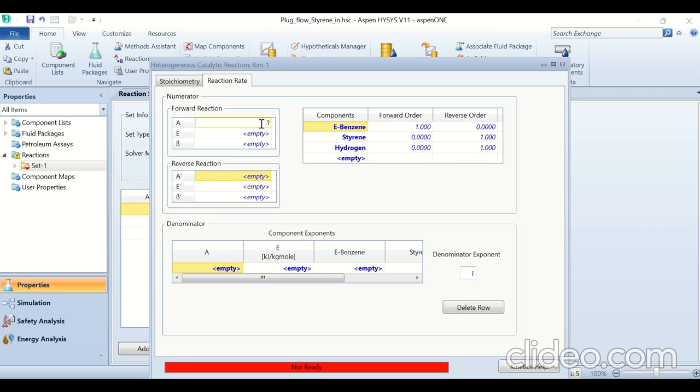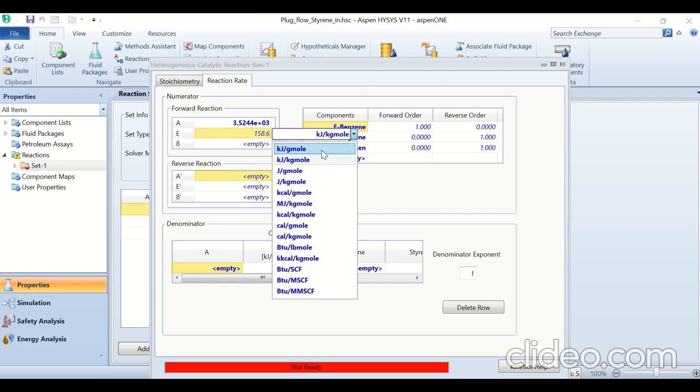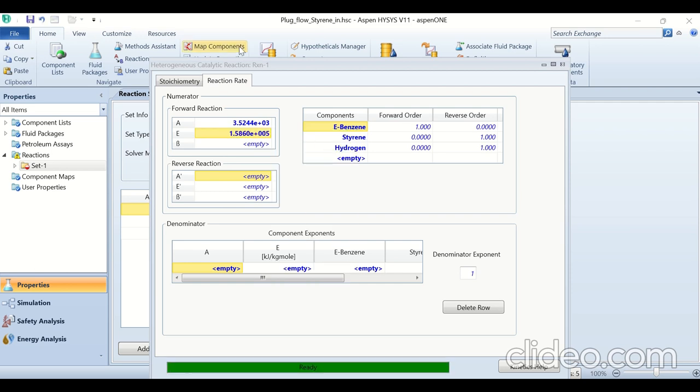So this is A, and this is 158.6, sorry, 158.6 kilojoule per mole.